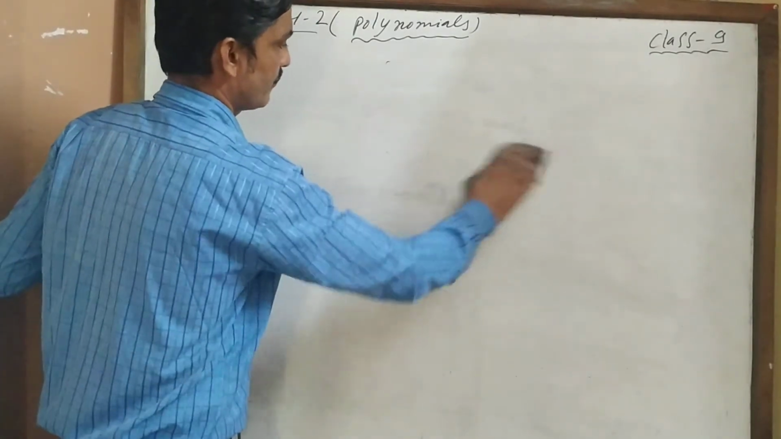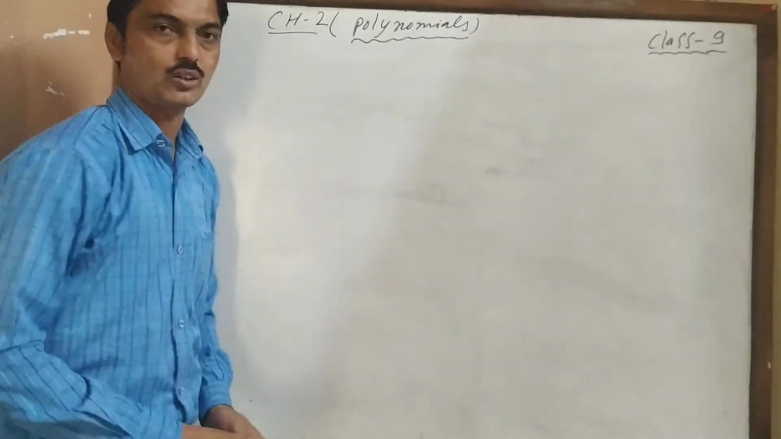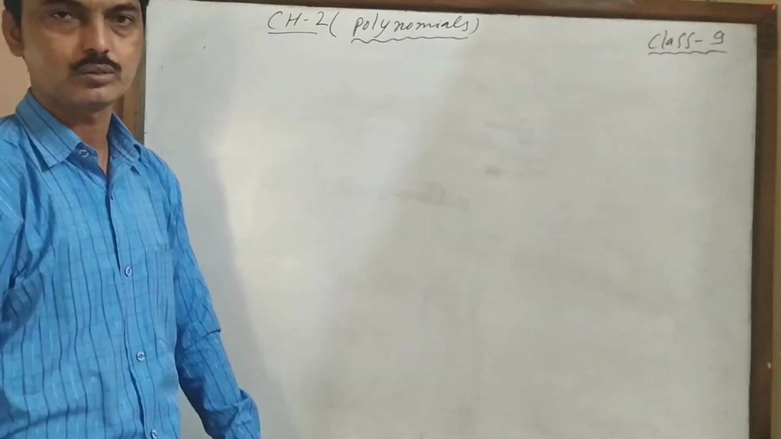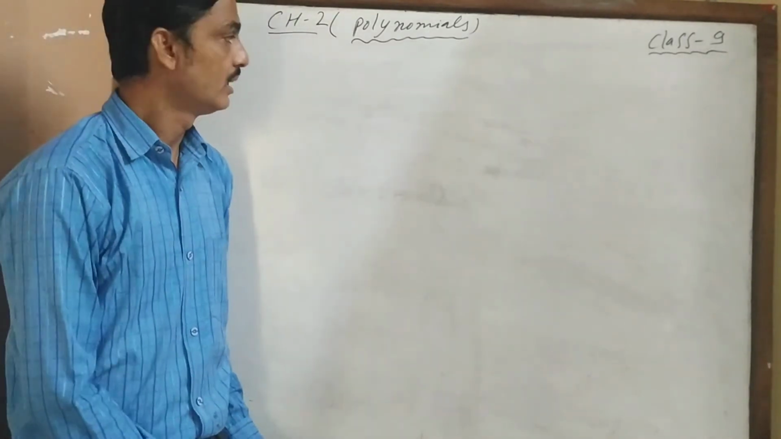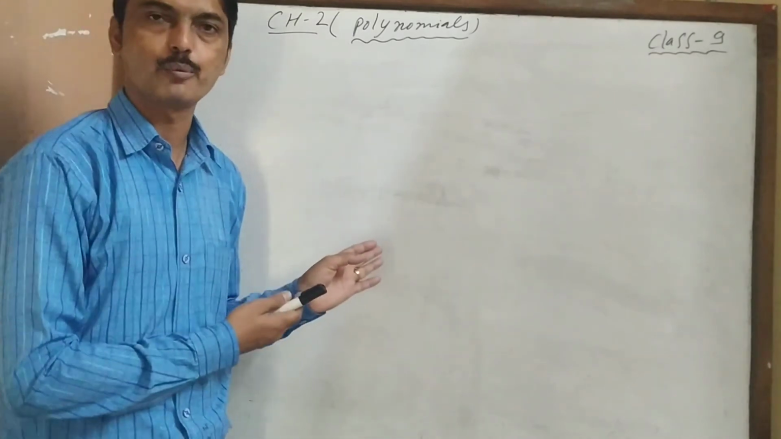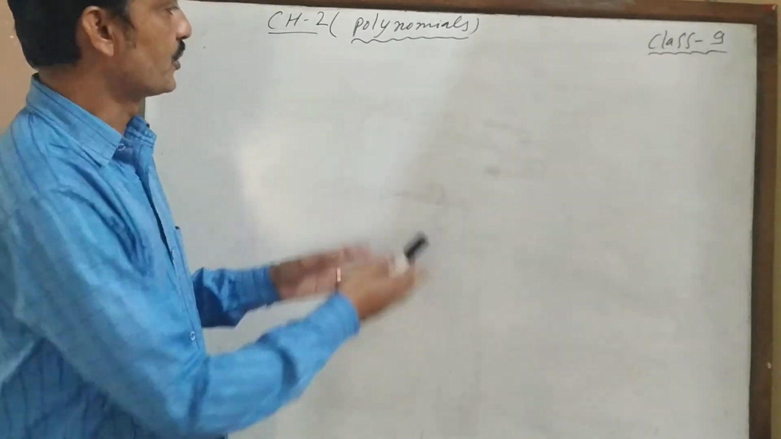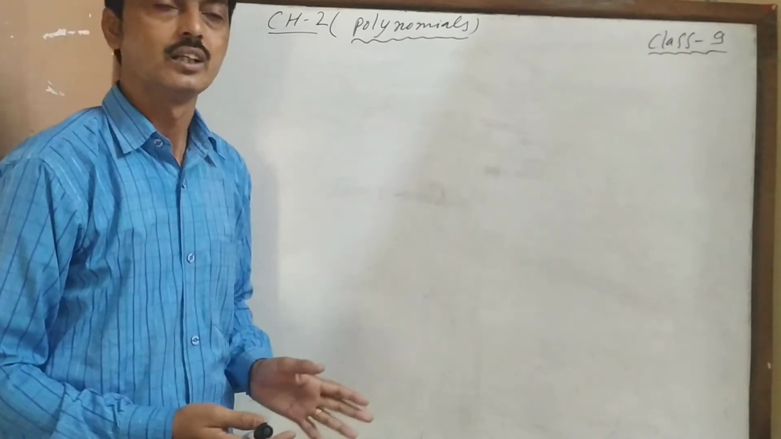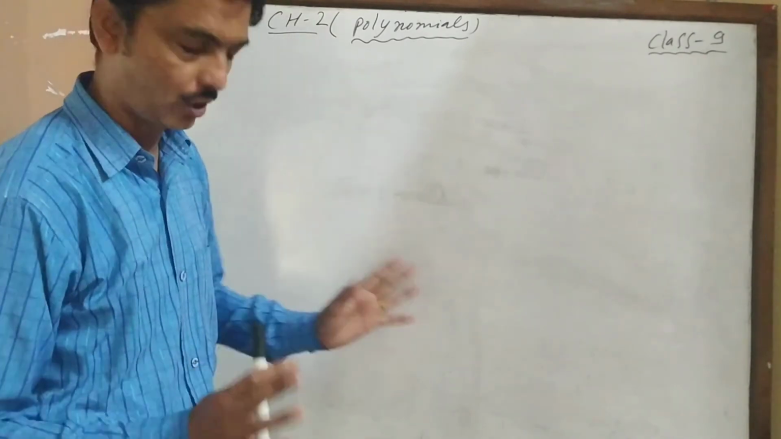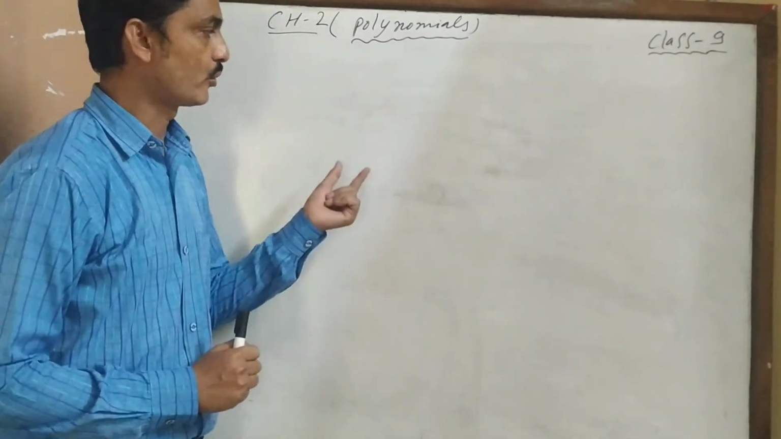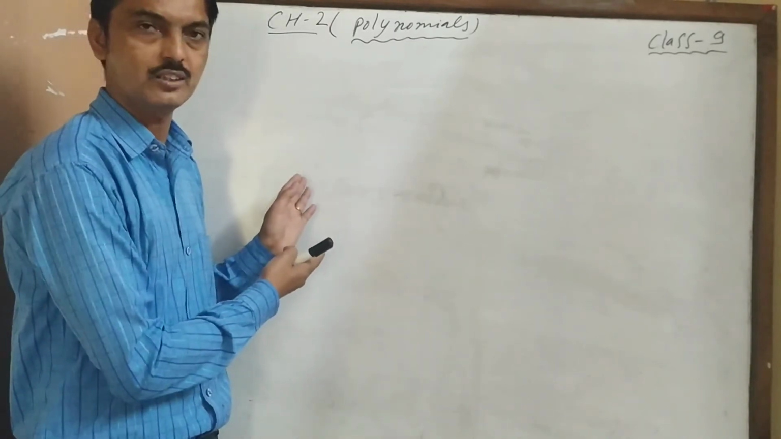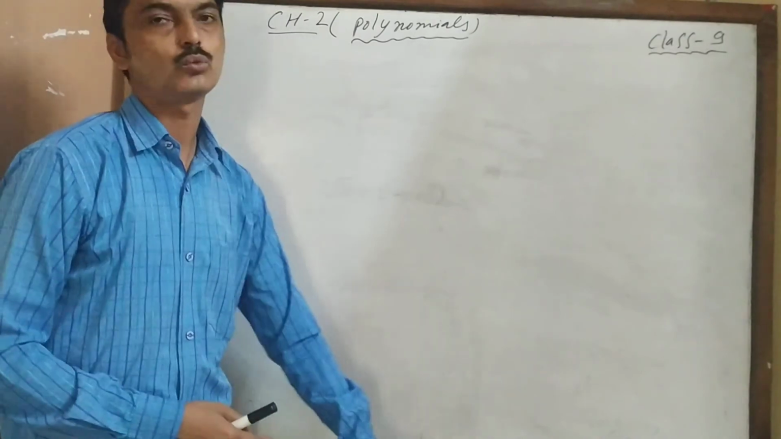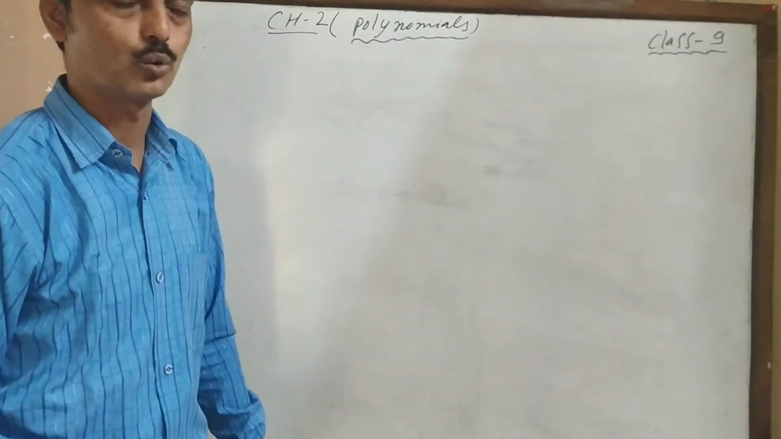Now, what will you do? You read the concept given in the NCERT book before exercise 2.1, right? It's all about the degree of the polynomial, monomial, binomial, trinomial, and which of the given algebraic expressions are polynomials or not. So first you read the concept carefully, which I already explained here, and then you try to solve exercise 2.1.